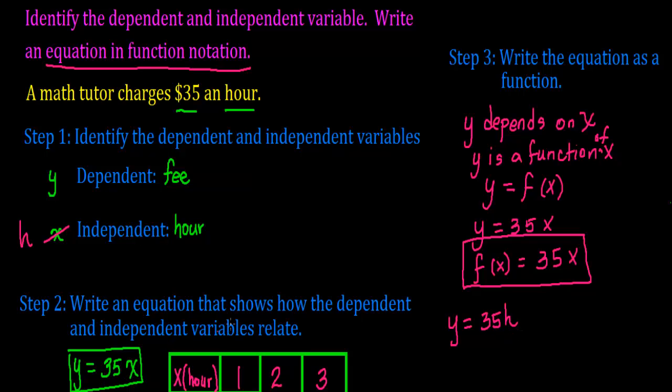It's a variable. Now, if I want to write this in function notation, then I would write f of h is equal to 35h. The variable inside this parentheses always matches the variable in your equation. I hope this helps. If it didn't, try and go back and look at it again, okay? And do the examples in your book.